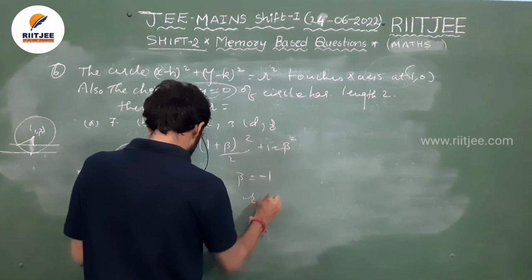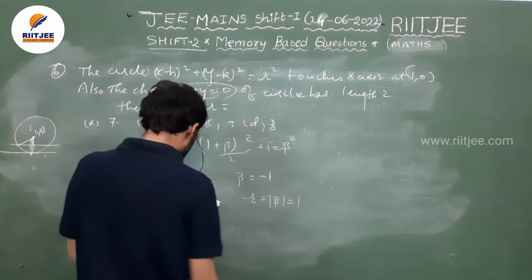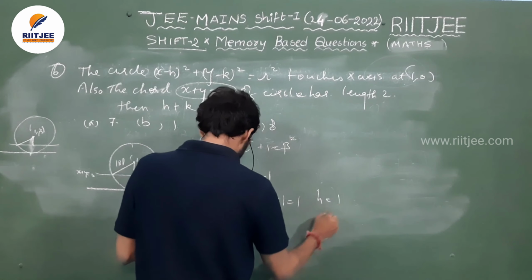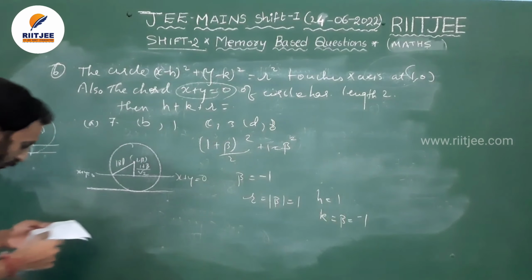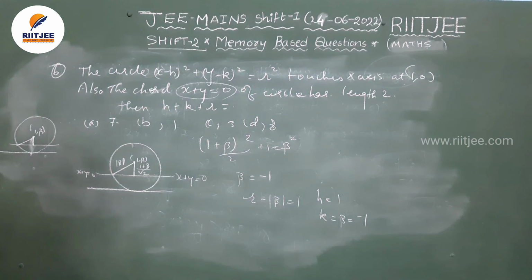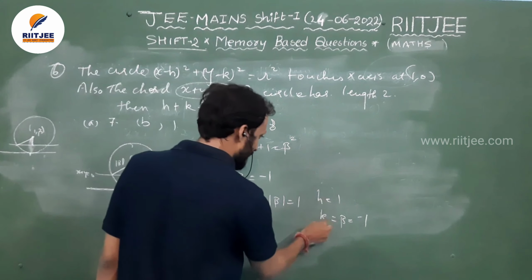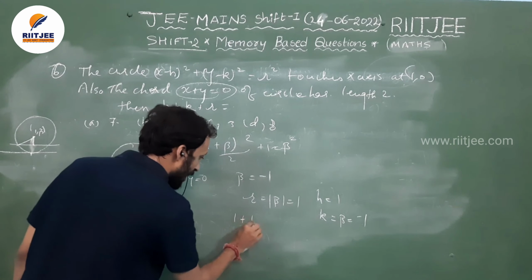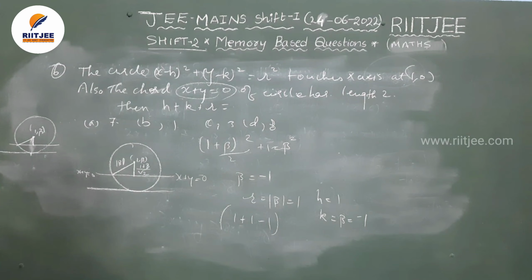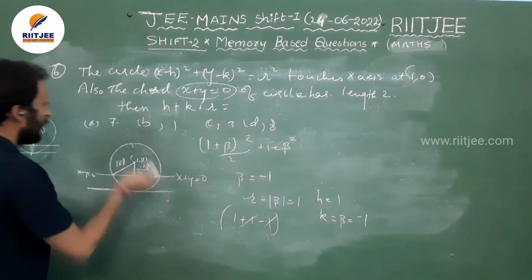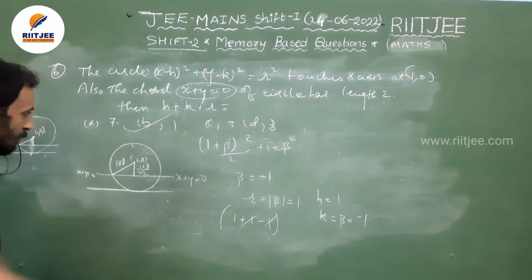So therefore r is equal to mod beta, that is equal to 1, and h is also equal to 1, and k is also equal to beta, equal to minus 1 over here. ठीक है, तो बहुत सिंपल हो गया ये. तो h और k का वैल्यू भी हमने निकाल लिया, h k beta. So 1 plus 1 minus 1. This is the sum which you can do, and when you will cancel it out, you will get the answer as B. ठीक है, बहुत सिंपल क्वेश्चन था.